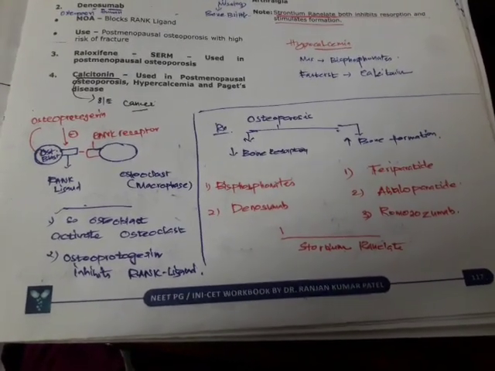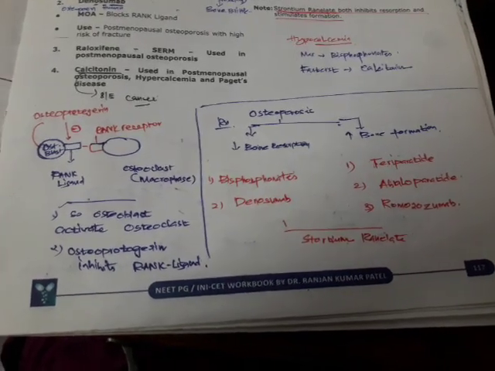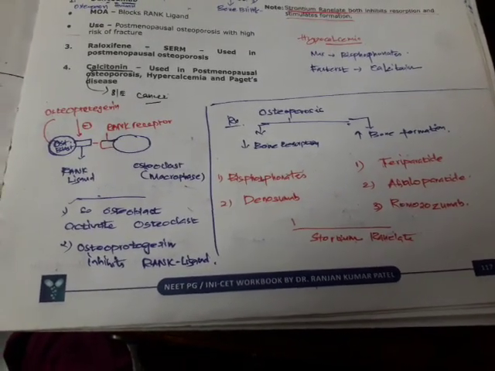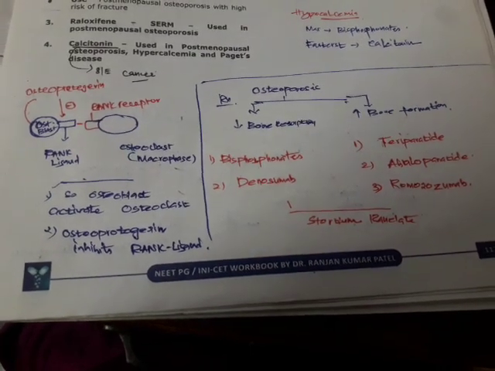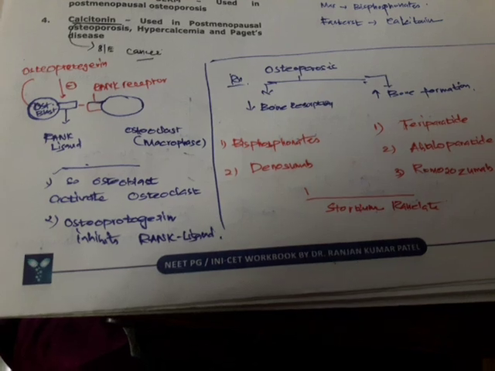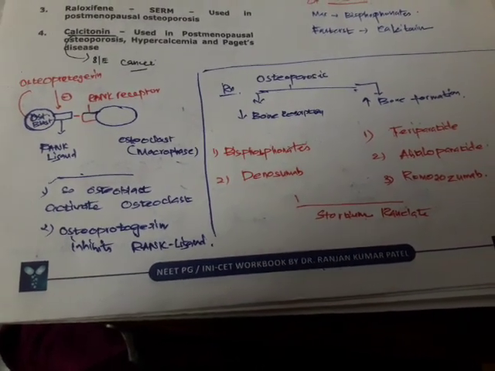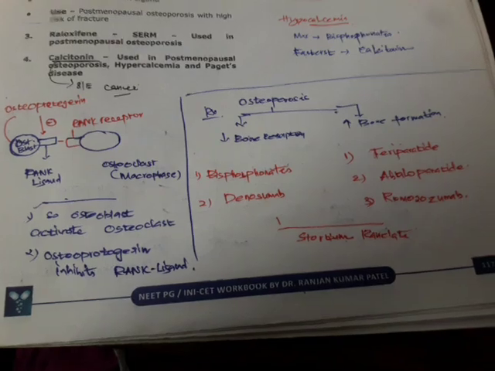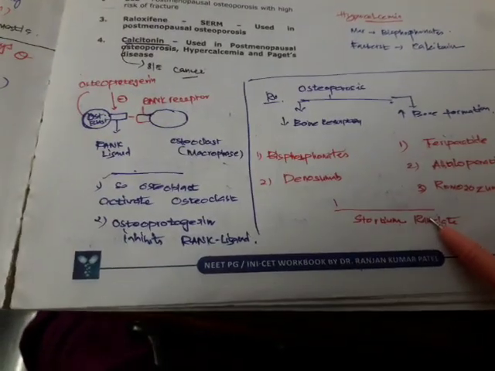So in what conditions do we have to form bone? When there is a fracture, and post menopausal osteoporosis. So these are the conditions in which we use these drugs. Next, common to both, we have strontium ranelate. That much.